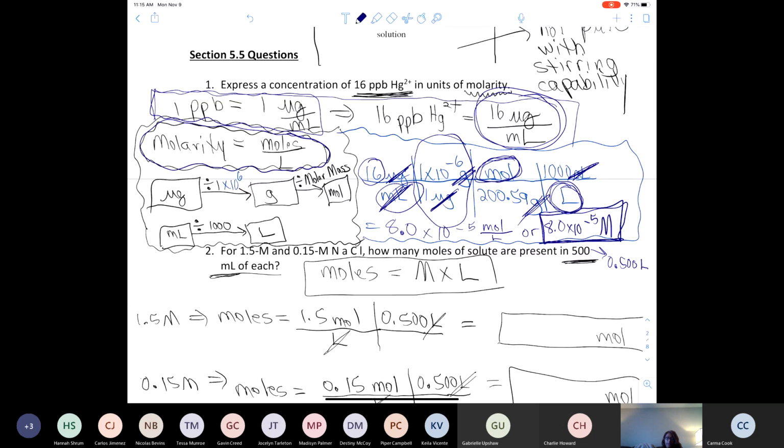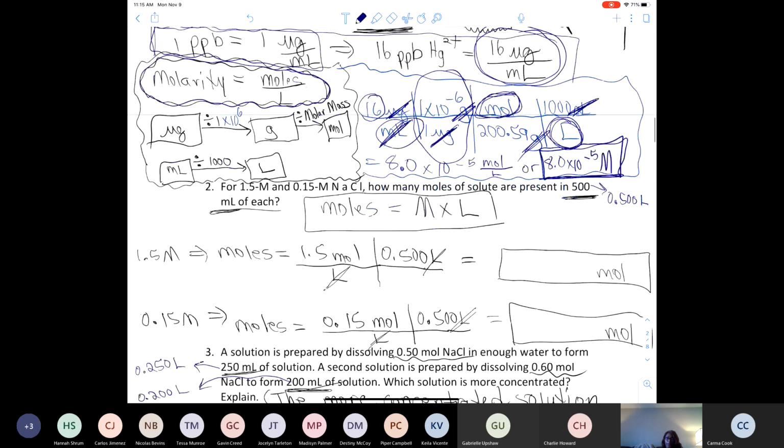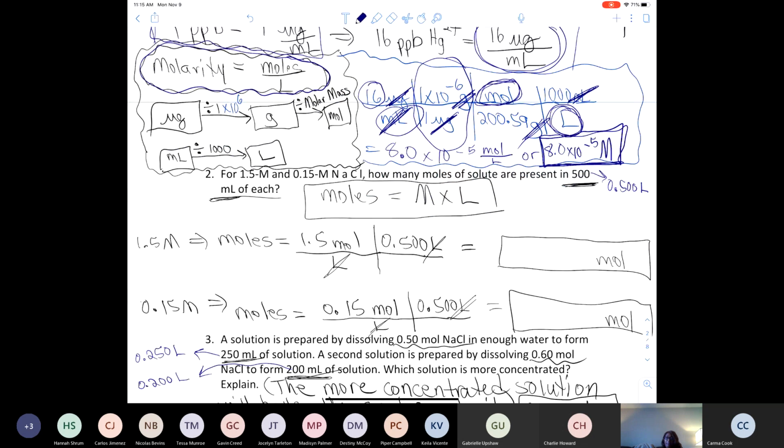Any questions about number 1? Number 2 is also a molarity-based problem. We're given 2 different molarities, 1.5 molarity and 0.15 molarity solutions of sodium chloride, NaCl. How many moles of solute are present in 500 milliliters of each of these solutions? So we're given molarity, we're given milliliters of 500, which we can easily convert to liters. So 500 milliliters is 0.500 liters.